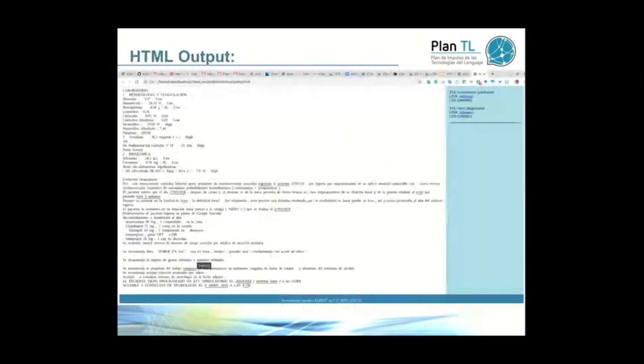This is the output of the tools that we use as cTAKES, HeidelTime, and we also added a method for the BRAT output.